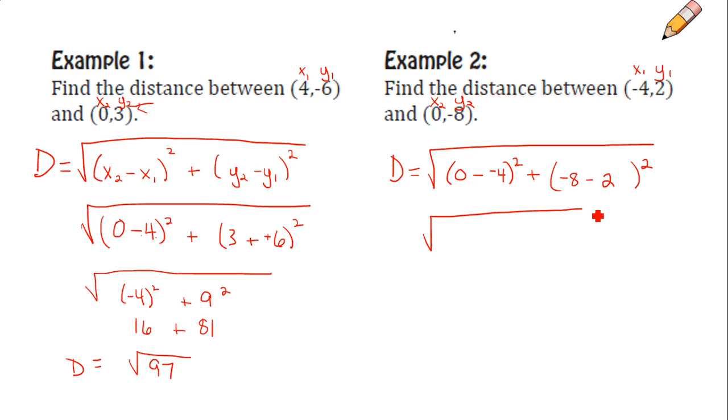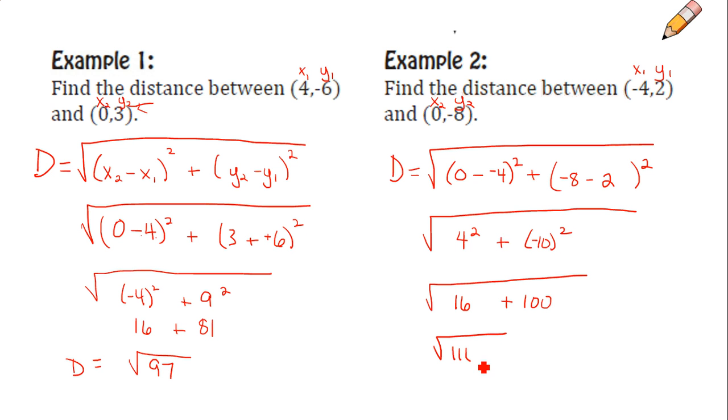And now let's go ahead and calculate in those parentheses. 0 minus -4, that's like adding. So I get 4 squared plus -8 minus 2 more is -10 squared. So now to keep going here, I'd have 16 plus 100. Remember, negative numbers squared become positive. So I'd have square root of 116.